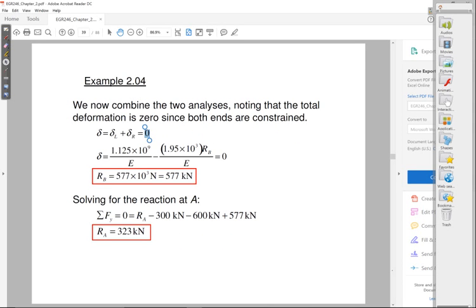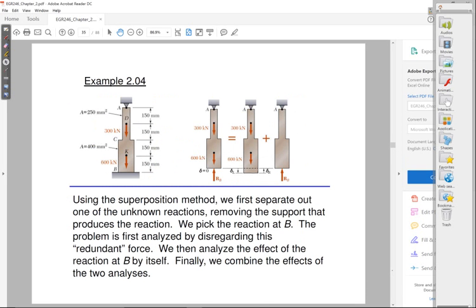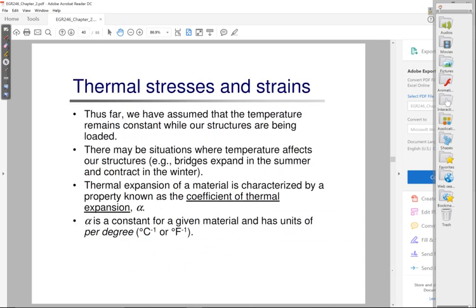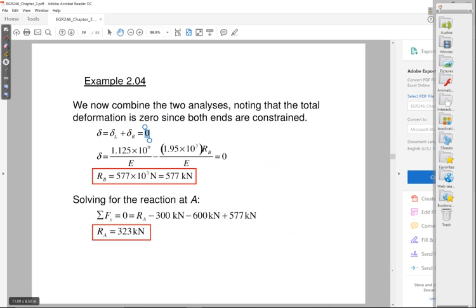Okay? And if you solve that equation, you'll notice that the only unknown is RB. Okay? So you solve for RB, and there it is, 577 kilonewtons. Once you know what RB is, then you go back and solve the statics problem. That's 577 kilonewtons. You're going to go back and say RA, right, minus that 300, minus that 600, plus the 577 has to equal 0 because this is still in static equilibrium. Okay? And once you have that, now you can solve for RA. RA is 323 kilonewtons.